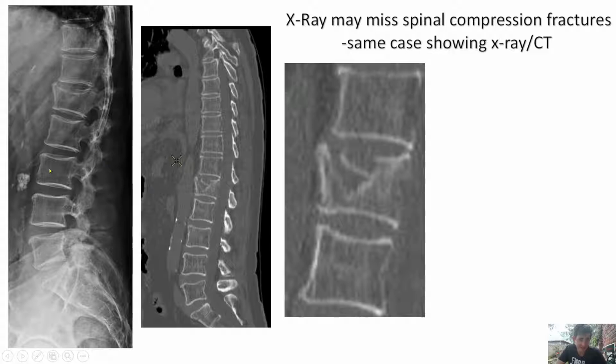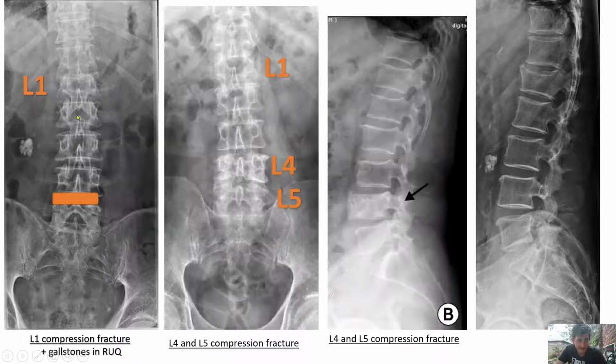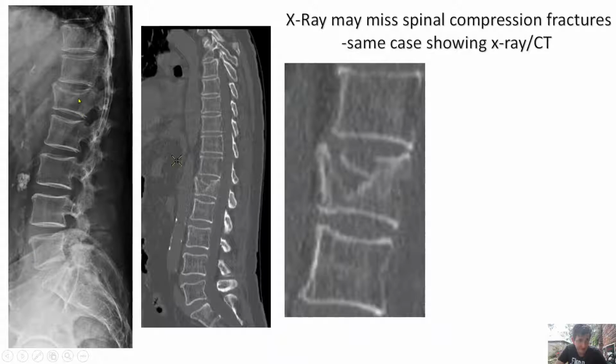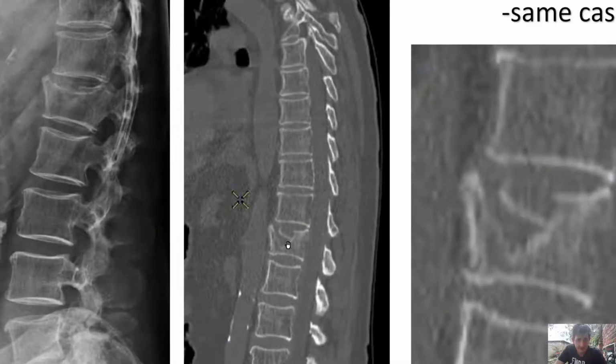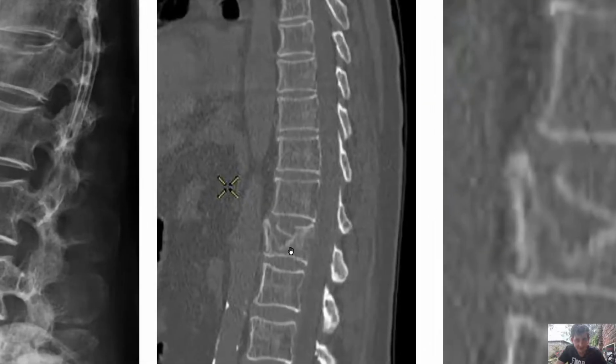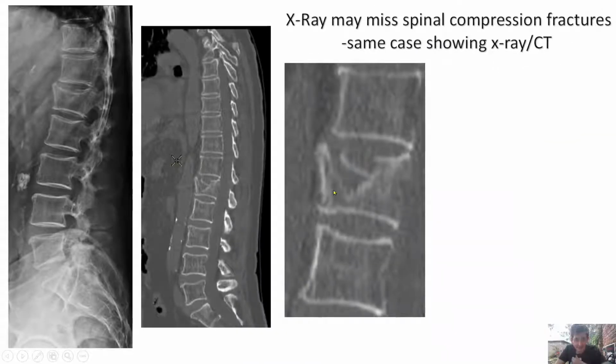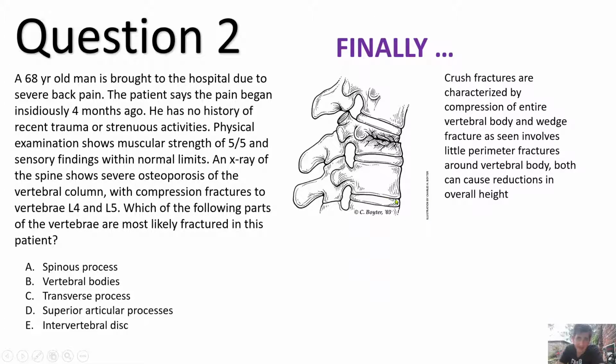But here's a CT actually of this case with the L1 compression fracture, so right up here. And we can see right here, the same vertebral body has been fractured. So CT is going to show it better than the x-ray. So, finally, we're getting to the answer. Crush fractures are characterized by compression of the entire vertebral body, and wedge fractures are seen involving the perimeter. They can have more minute perimeter fractures around the vertebral body, but both can cause reductions in overall height.